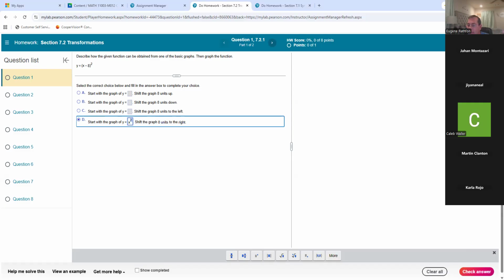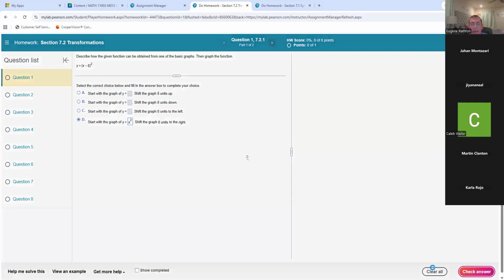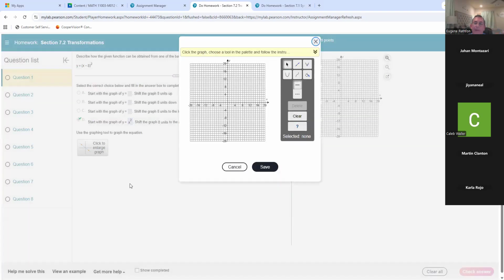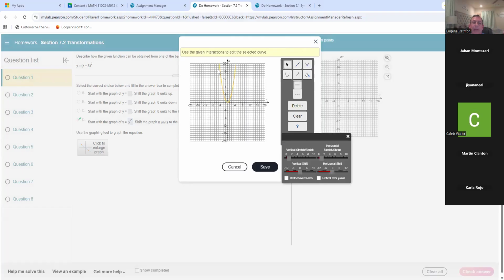Now watch this. You're going to check that answer. And then we got to graph this. So click on the enlarge graph. All right, first of all, we got to pick the tool we would use. I'm going to pick the x squared tool, the U-shaped parabola. Now, you don't got to plot any points. Get over here on the graph and click anywhere. No matter where you click, it'll start the graph in the center like a basic graph.